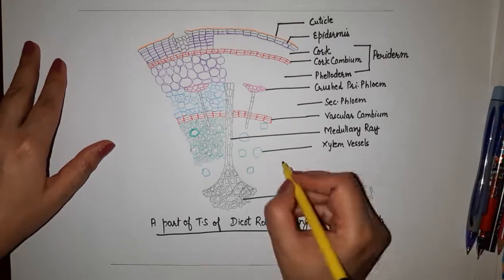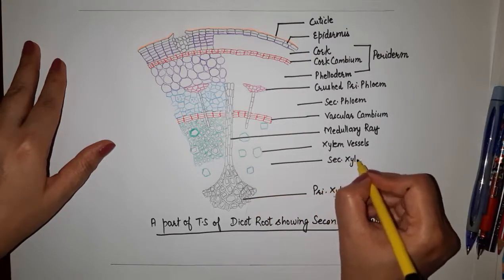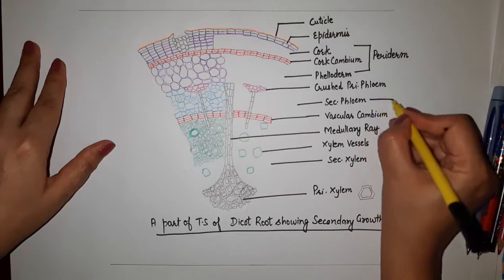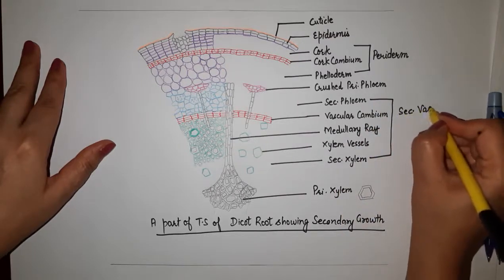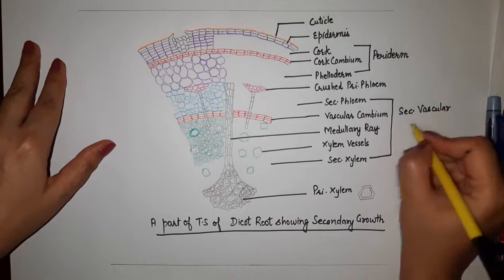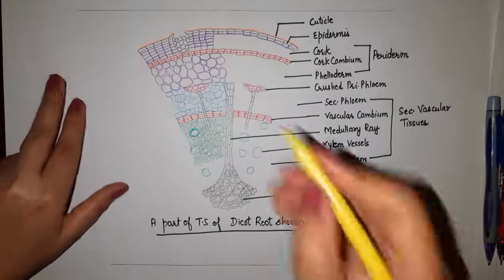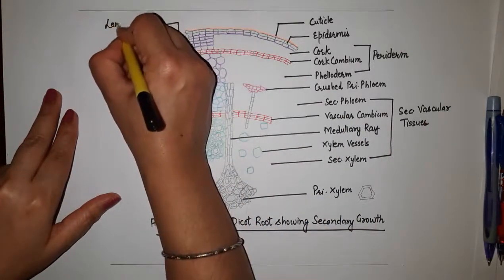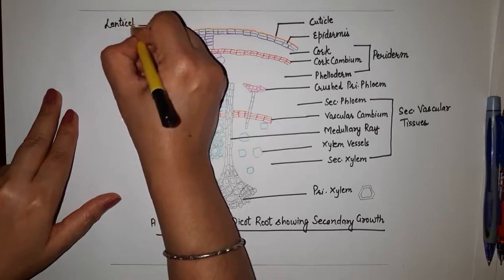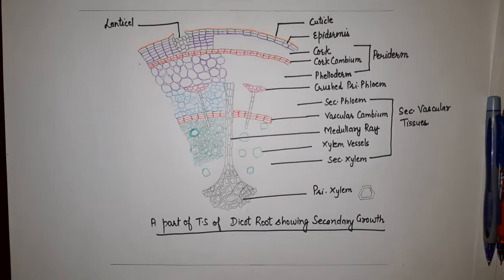This is all the tissue of secondary xylem. So these two comprise secondary vascular tissues, and this area is lenticel. It's E, okay, lenticel. So this is about the structure.